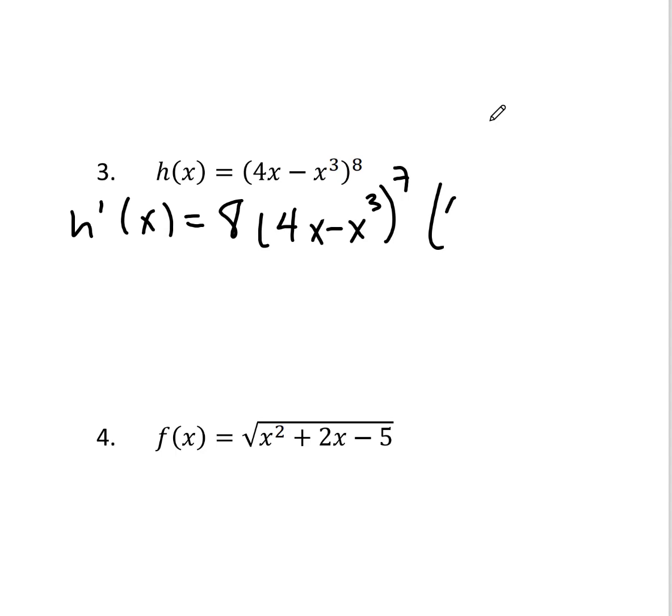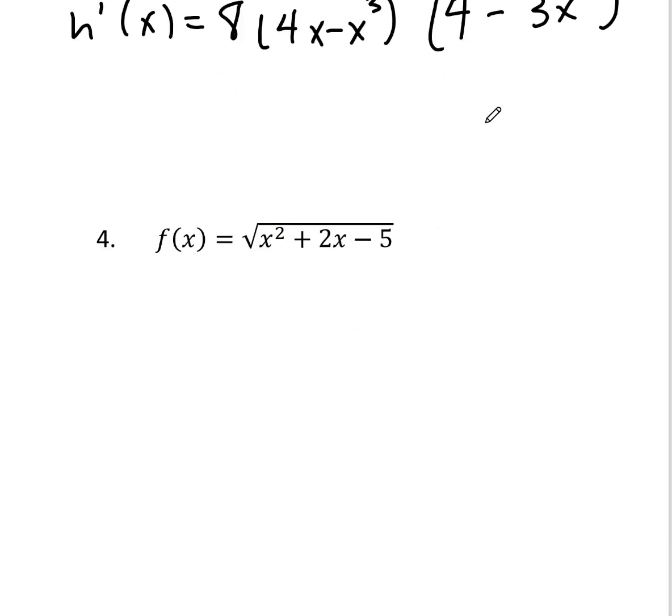Inside, the derivative of 4x is 4. Negative x cubed gives me 3x squared. This time I'm going to leave it alone. What I usually end up doing is multiplying monomials, so a number or a number with a power. But once it gets up to binomials or trinomials, I tend not to multiply those out. I leave them as each individual factor. So I have 3 factors here: 8, 4x minus x cubed to the power 7, and then 4 minus 3x squared.